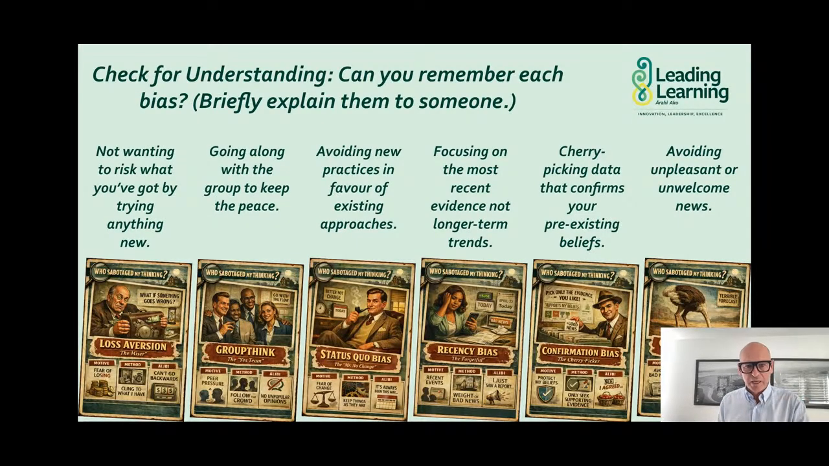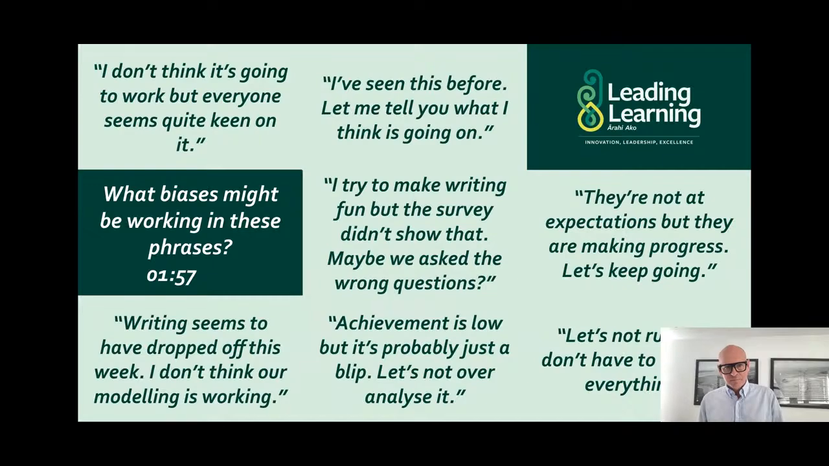Each of those can impact on any of us. There are well-recognized cognitive biases. And I wonder which biases might be working in these phrases. Let's see if you can work those out. So, for example, I don't think this is going to work, but everyone seems quite keen on it. That's probably an example of groupthink. Everyone seems quite keen on it. I'm not so sure, but I'm probably just going to keep quiet.